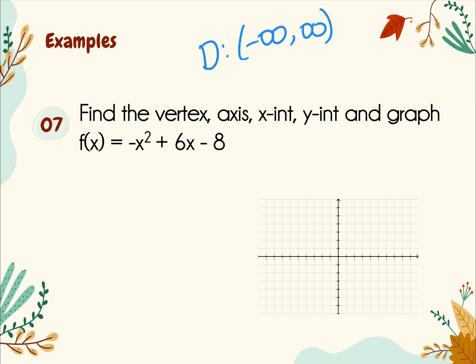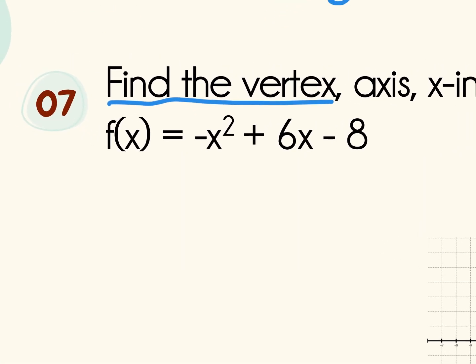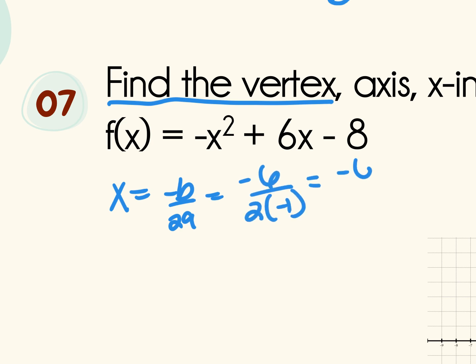But right now, this just says find the vertex. It doesn't tell me how to find it. So I am going to go ahead and use my little formula, x equals negative b over 2a. So I have negative 6 over 2 times negative 1. This gives me negative 6 over negative 2. So the x part of my vertex is 3.